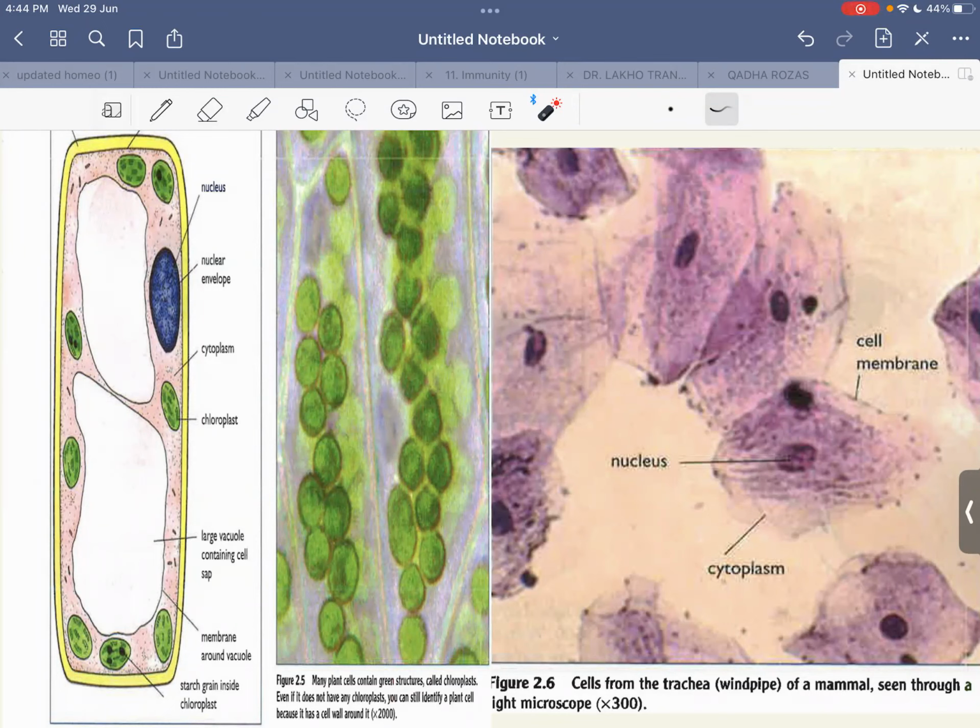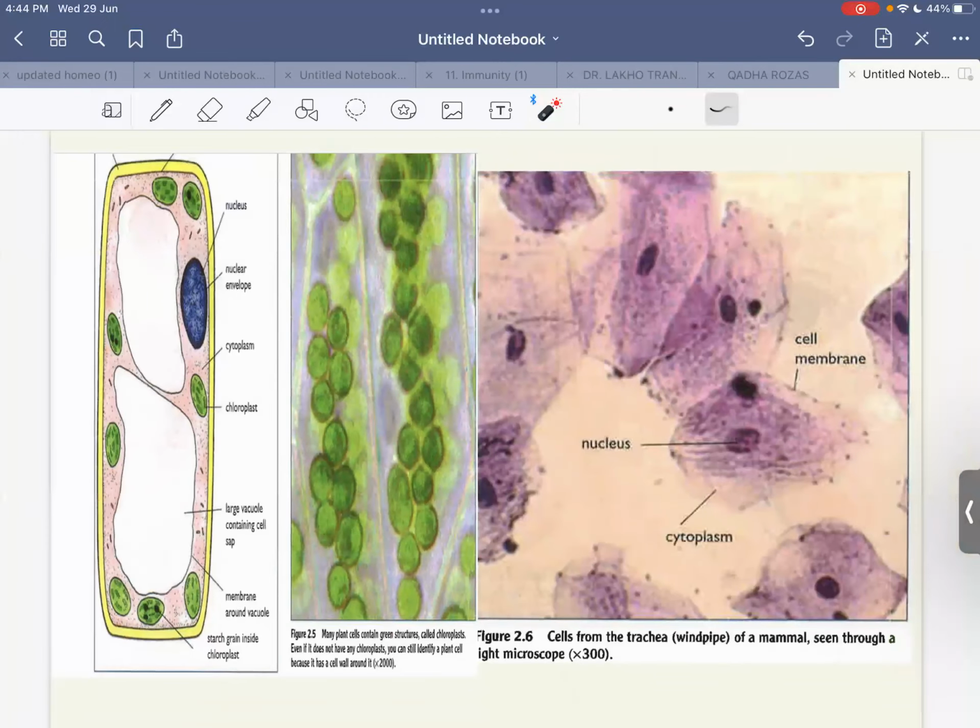You can have a wide variety of features within the plant cells themselves, and the same thing is true for animal cells. But yes, there are certain features which are very typical for animal cells, and there are some features which are distinctive for plant cells, and we'll be doing them.